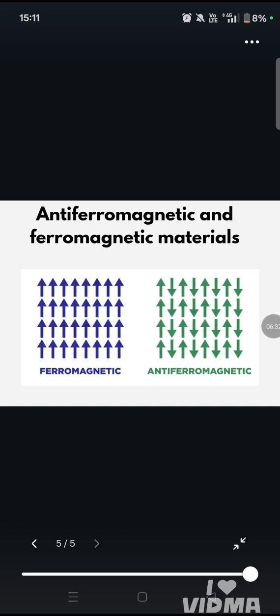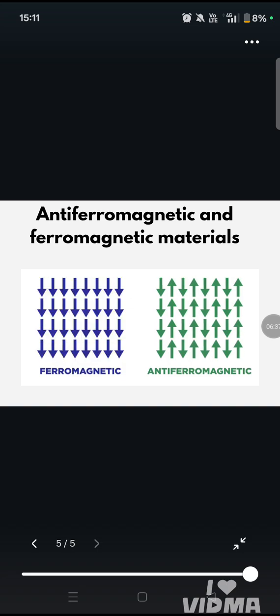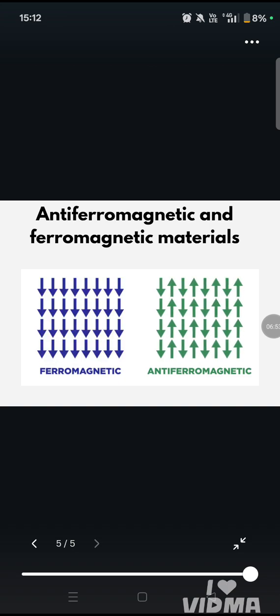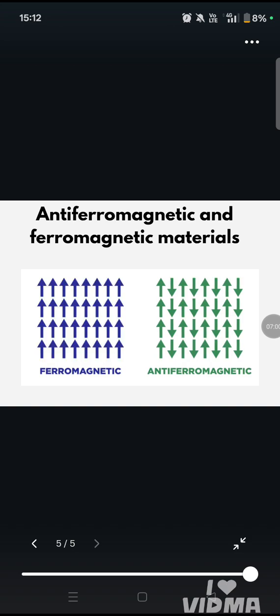Finally, let us discuss ferrimagnetic materials. Ferrimagnetic materials are similar to antiferromagnetic materials, but here the magnitudes of magnetic moments are unequal. Although the magnetic moments are aligned in opposite directions, they do not cancel completely. As a result, ferrimagnetic materials have a net magnetic moment. Examples of ferrimagnetic materials are ferrites, which are widely used in transformer cores, inductors, microwave devices.